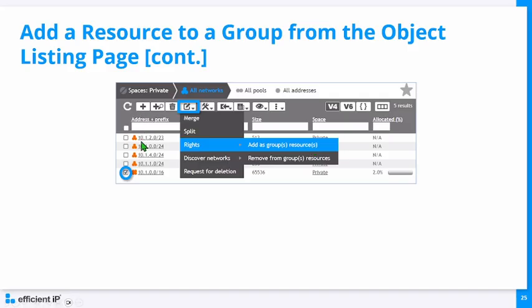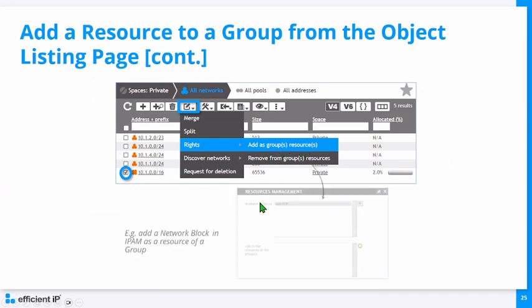See? So you go to the object listing page, select the object that you want to assign to the group, go to the edit menu, select write, and then select add group resource. So once you select add group resource, right? Now you can see all the groups and you can add the group to the selected. Oh, make sure you click on add. Yeah, not just highlight, but make sure you click on add. So you're going to add the resource to the selected group.